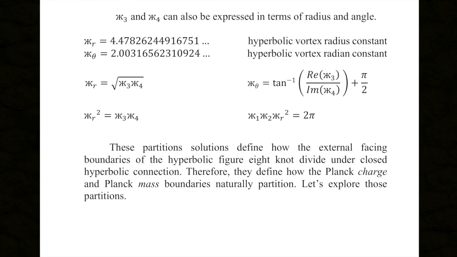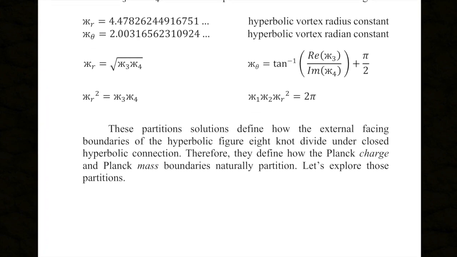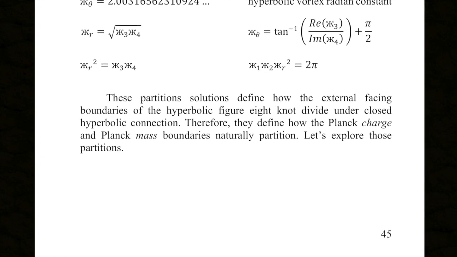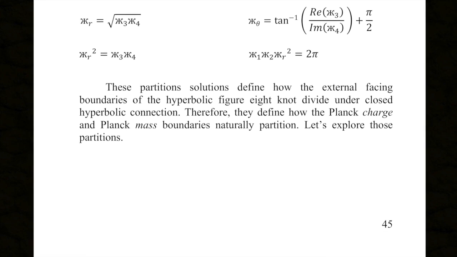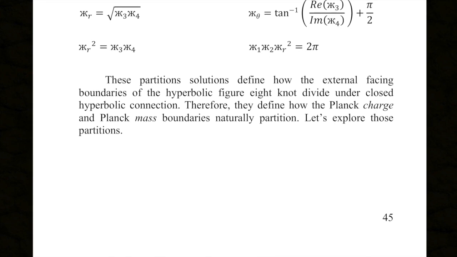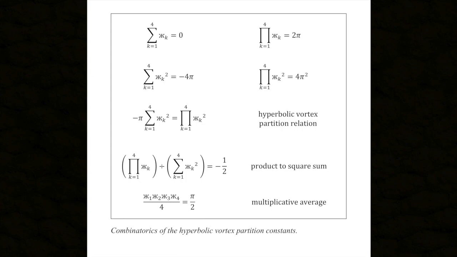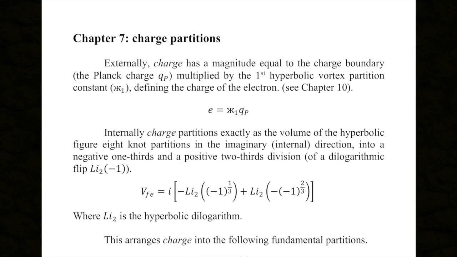These partition solutions define how the external facing boundaries of the hyperbolic figure-8 knot divide under closed hyperbolic connection. Therefore, they define how the Planck charge and Planck mass boundaries naturally partition. Let's explore those partitions. Before we do, we can sum up the combinatorics of the hyperbolic vortex partition constants in a little cleaner notation, in the summation or product notations like this. Now that we know the fundamental division parameters of this hyperbolic arrangement, let's talk about how the external boundaries are arranged. Chapter 7. Charge partitions.